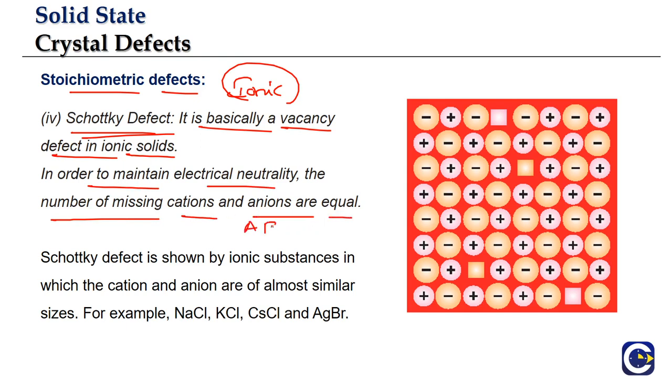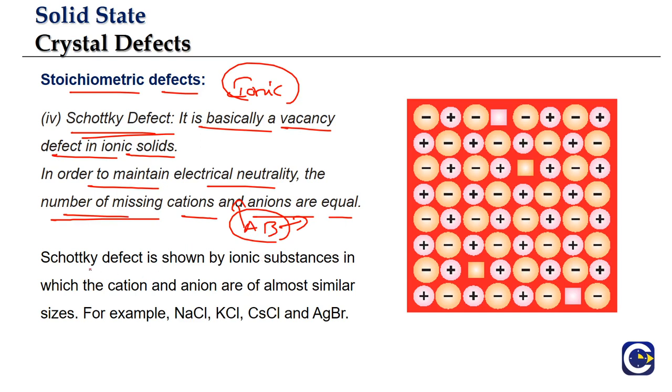If you look at an AB type of ionic substance, say for example some 3 A ions are missing and 3 B ions are missing, then the electrical neutrality will still be maintained. And this Schottky defect is just like the case of what? Vacancy defect. The difference is what? Here we are losing an equal number of cations and an equal number of anions from their places, and this we're talking about by considering an AB type of ionic substance.